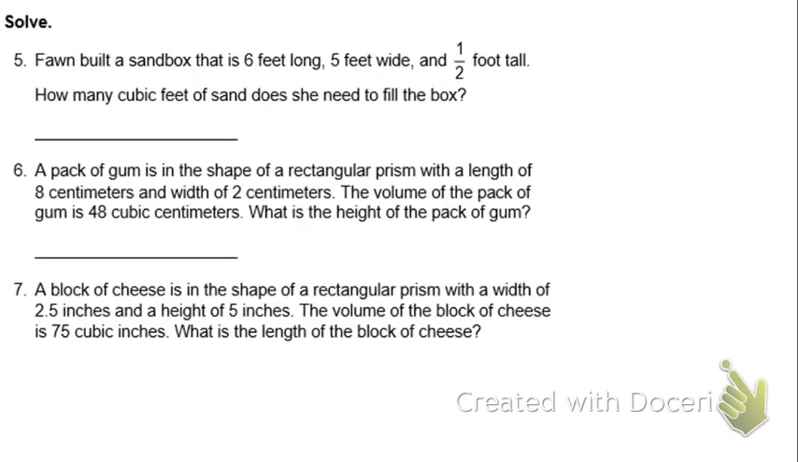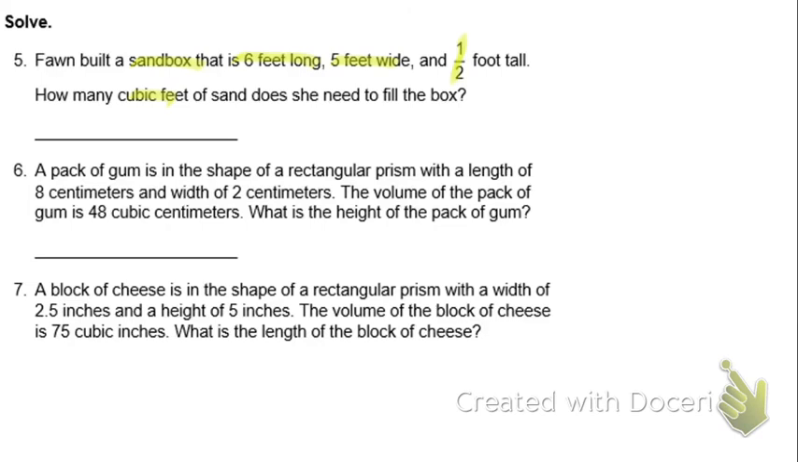All right, number 5. They're telling us here that Fawn built a sandbox that is 6 feet long, 5 feet wide, and half a foot tall. How many cubic feet of sand does she need to fill the box? Whenever you all see cubic, they're asking you for the volume. Because remember, it goes into units, how much something can go into it, and we measure that in three-dimensional units.